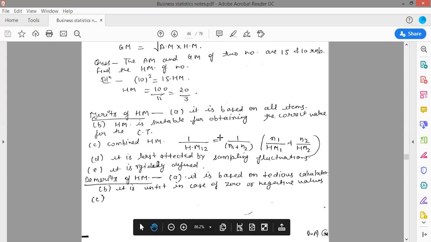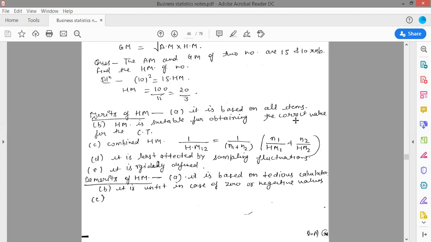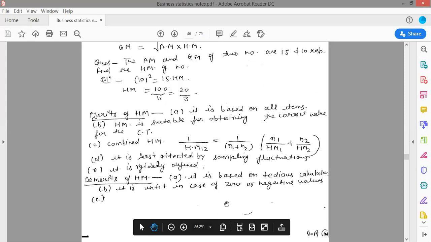Next are the merits of harmonic mean. It is based on all items. As you can see, harmonic mean uses all the variables, all the values, all the items, all the elements. Second, harmonic mean is suitable for obtaining the correct value for the central tendency. Combined harmonic mean, you can write as n1 plus n2 upon n1 upon harmonic mean of first plus n2 upon harmonic mean of second. It is least affected by sampling fluctuation. It is rigidly defined.